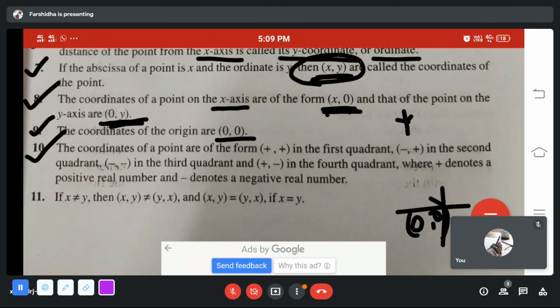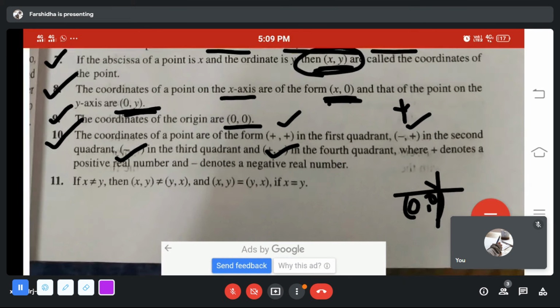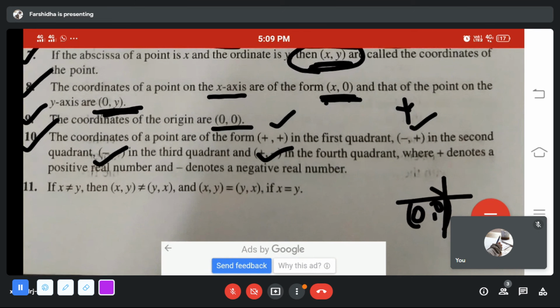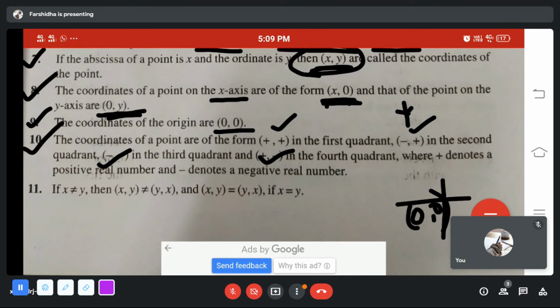Tenth one. The coordinates of a point are of the form (+, +). See, plus plus form is of the first quadrant. First quadrant sign is plus plus. Second quadrant is minus plus. Third quadrant is minus minus. I've already told you. And the last, fourth quadrant is plus minus. You need to be careful about the signs of each quadrant. The plus denotes a positive real number and minus denotes a negative real number.